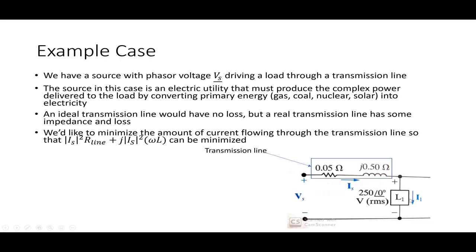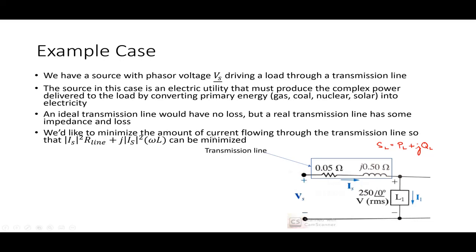And I could say the complex power of that load is PL plus jQL. All right, so that load could have either a positive or a negative Q depending on whether or not I had a capacitor or inductor. Okay, so we have a source in this case with the voltage phasor V sub S, and that source is driving that load through some impedance that we call a transmission line.